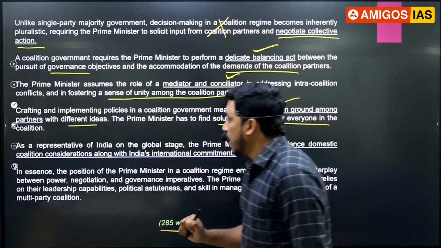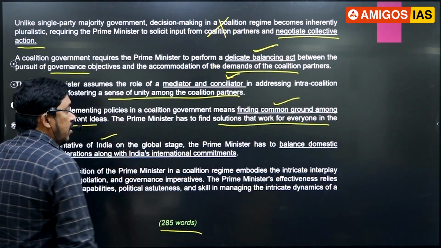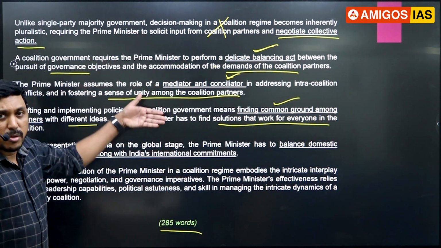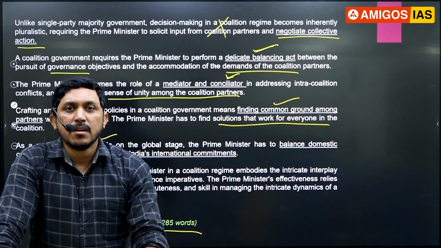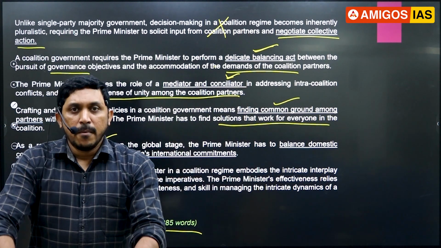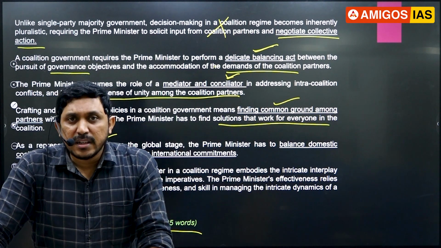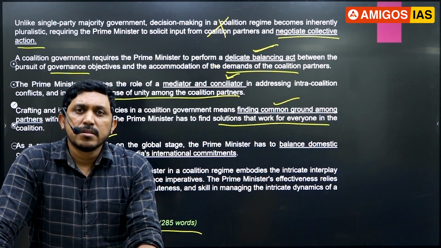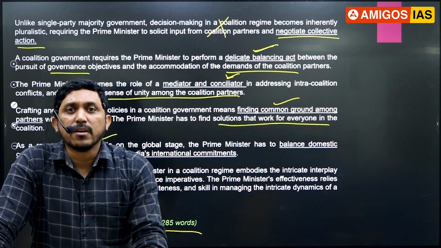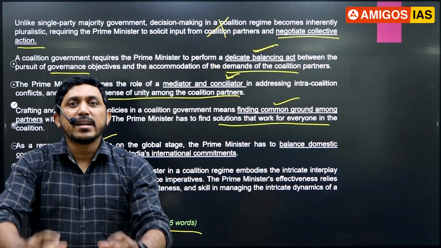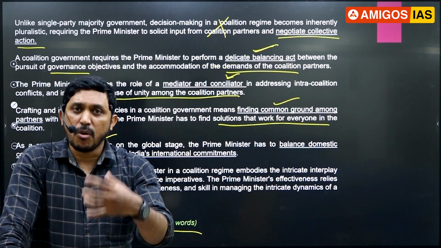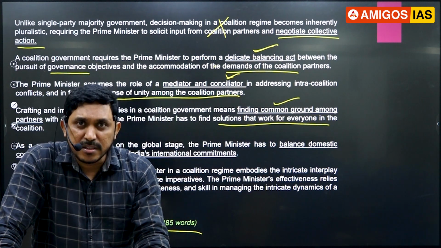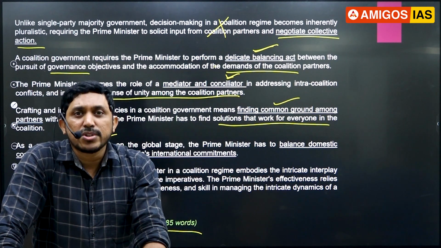Very tough role. As a representative of India, not only the internal domestic politics of India, where he has to perform the balancing acts, bringing consensus, balancing act between the governance and the demands of the coalition partners, and then we have the aspect of bringing some kind of unity of ideas, because there are partners of different ideologies. Having common ground on important critical matters is there. There the prime minister has to negotiate again.